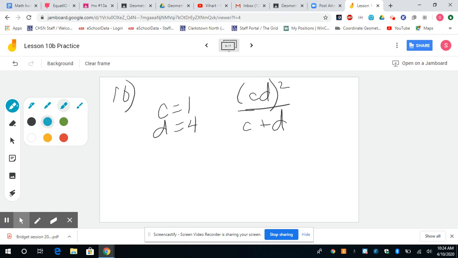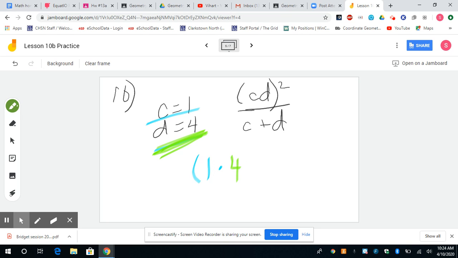All right, let's try this one. So now I have two numbers, C equals 1 and D equals 4. So let me do it in two different colors so you don't get confused. So C is 1. So wherever I see a C, I'm going to put a 1. So 1 times D, which is 4, squared, divided by C plus D, which is just 1 plus 4.